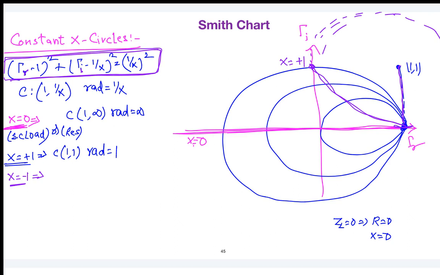Can the value of x be negative? Yes or no? What is the possibility when the x value can be negative and when it can be positive? A capacitive negative and inductive positive. Correct. So when I was talking about resistance, it is purely a positive number.